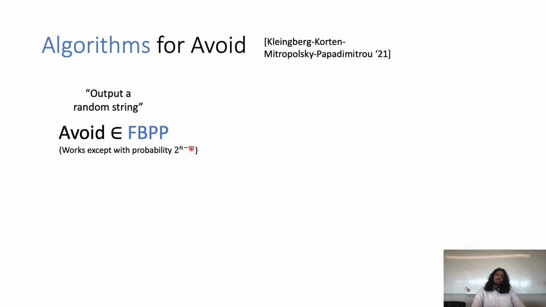In fact, it doesn't even really have to look at the circuit at all, besides knowing what the number of output bits is. And so this shows that avoid is in FBPP, where F here stands for the function version of BPP. I mean, some people define FBPP differently, but for this talk, this is what that means.